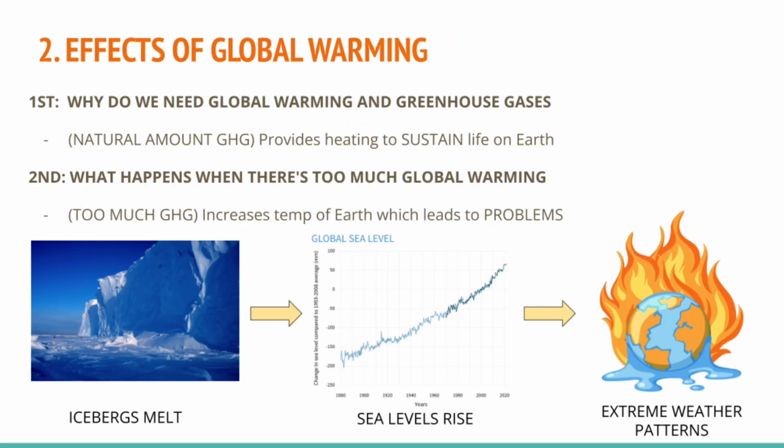But what are the effects of global warming? Why do we need global warming and greenhouse gases? If there's a natural amount of greenhouse gas, then this is good because it provides heating to sustain life. But if there's too much greenhouse gas, this leads to an abnormal increase in temperature of Earth, which leads to problems such as the following. Icebergs melt, sea levels rise, and this leads to extreme weather conditions.